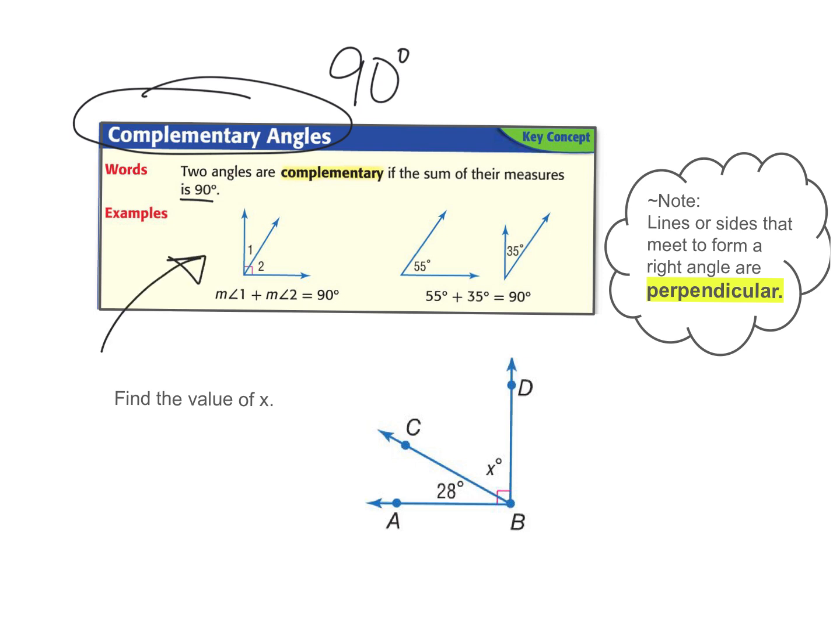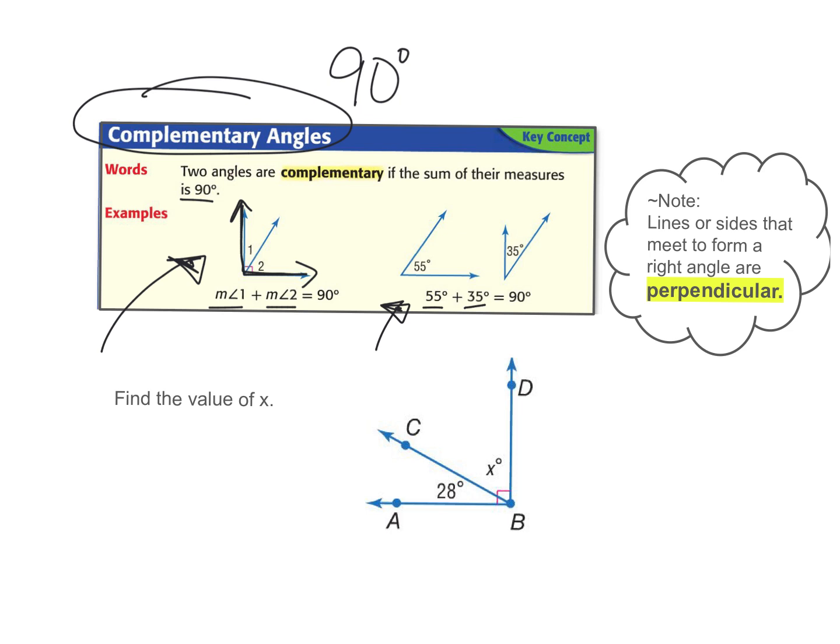We can see here we have a 90-degree angle. It's broken up into two angles inside of it. So measure of angle 1 and measure of angle 2 equals 90 degrees. Therefore they're complementary. Here we have two separate angles, one that's 55 degrees, one that's 35 degrees. We add them together, we get 90 degrees, which means they are also complementary.